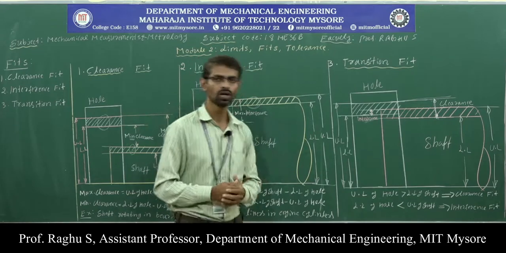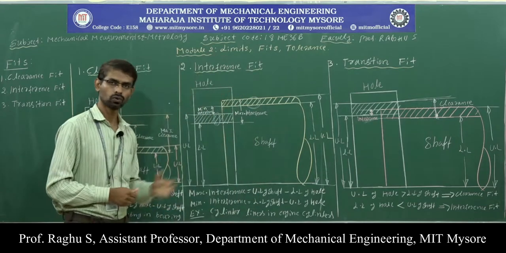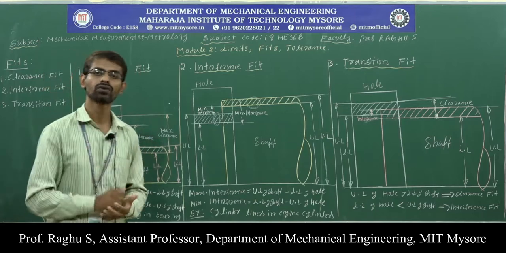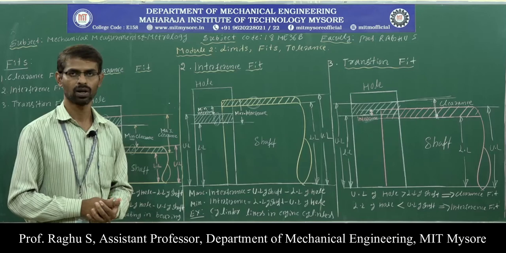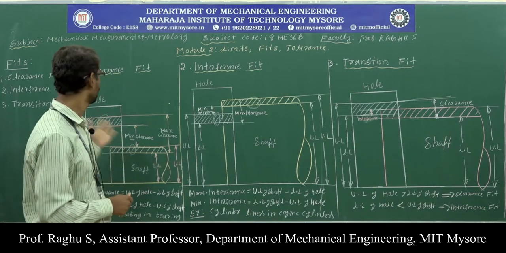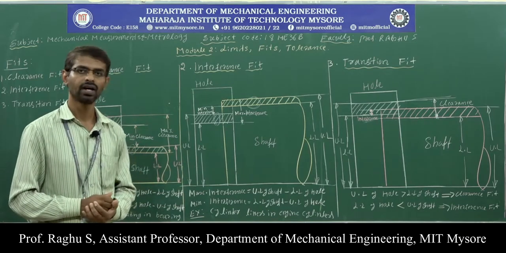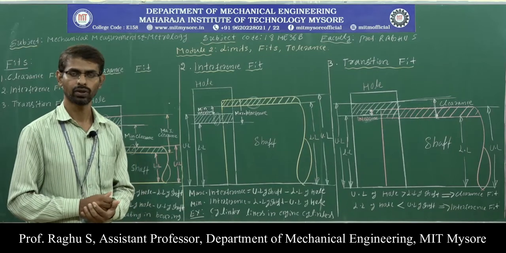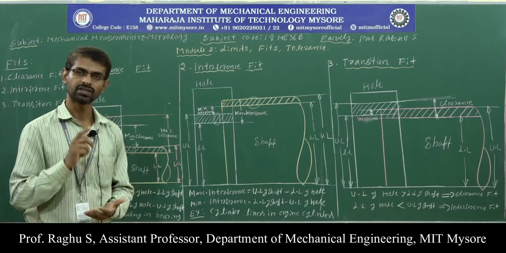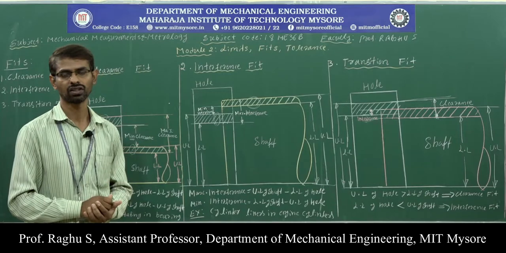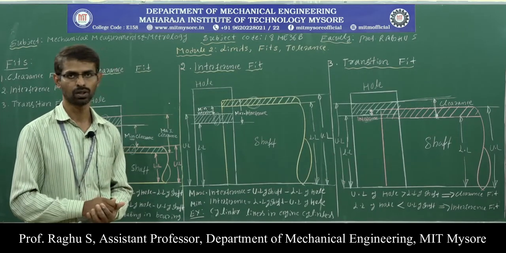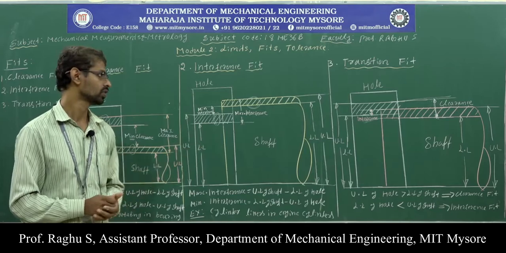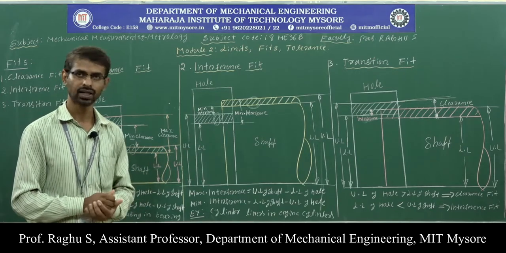So this is all about the different types of fits. Fit is nothing but the degree of tightness or looseness between two mating parts when they are assembled. Mainly we have three kinds of fit: clearance fit, interference fit and transition fit. To obtain clearance fit, the size of the hole must be greater than the size of the shaft. To obtain interference fit, the size of the shaft must be greater than the size of the hole. In case of transition fit, it may provide either clearance fit or interference fit.